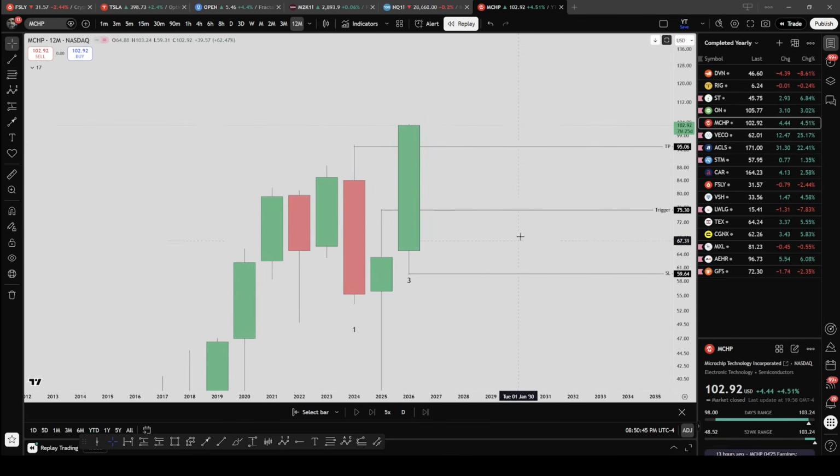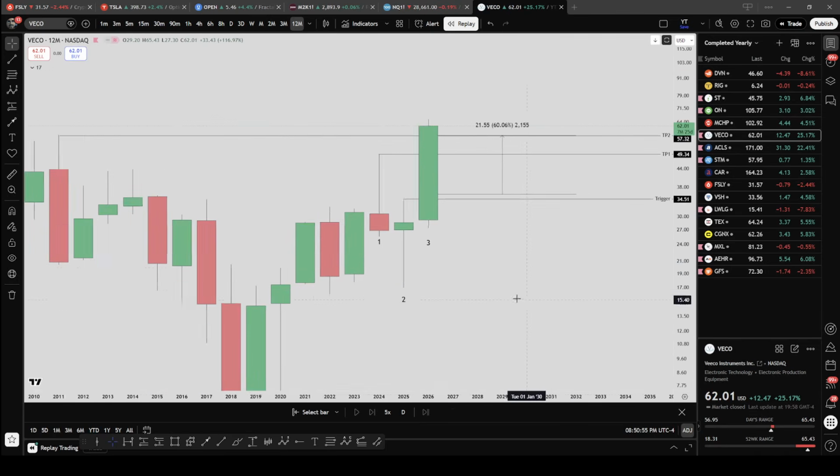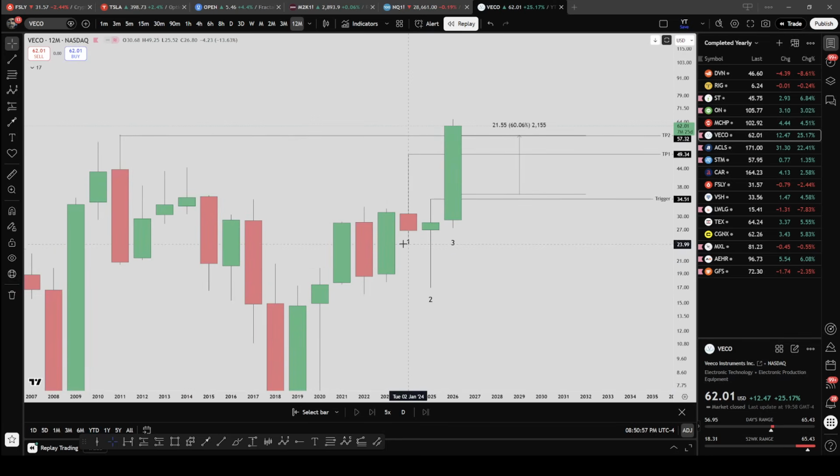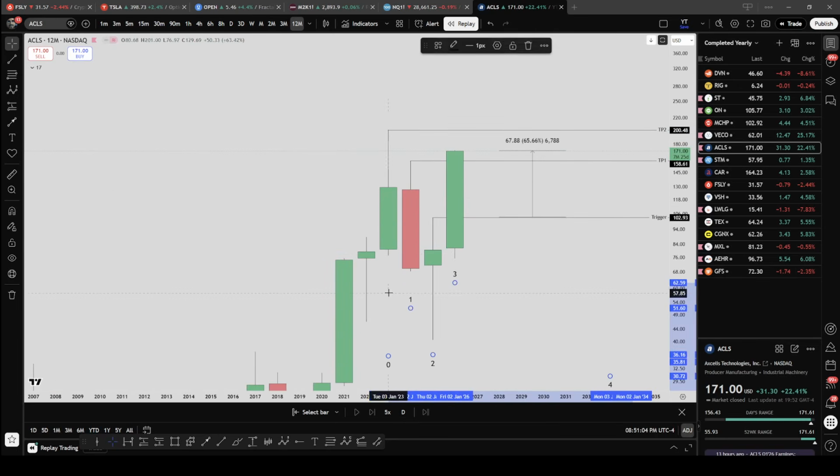All right, MCHP again. You can see the model playing out perfectly. Take the reversal candle, 2026 expansion candle. Same thing, VCO, right? Candle 1, candle 2, candle 3, boom. ACLS, candle 1, candle 2, candle 3, boom.